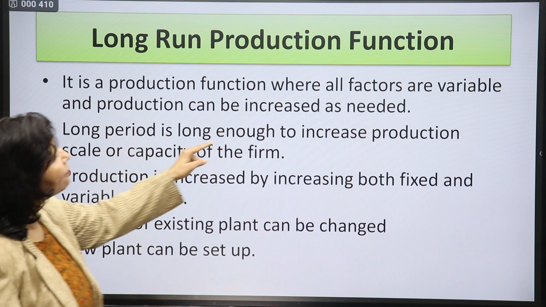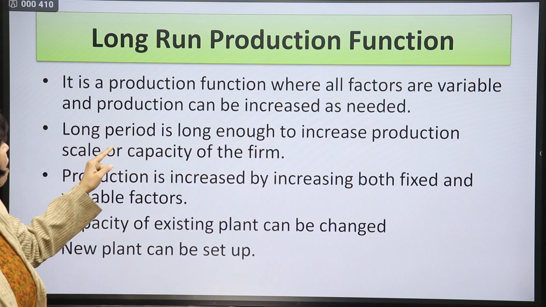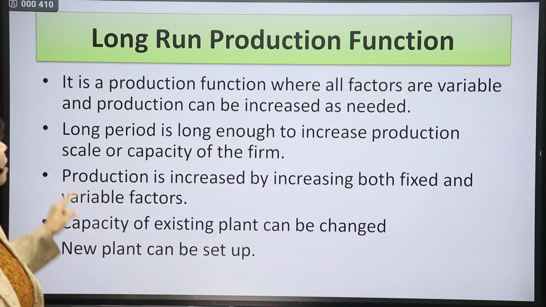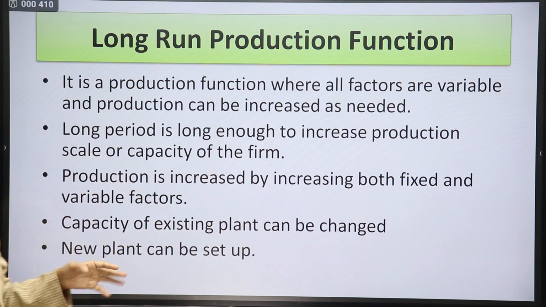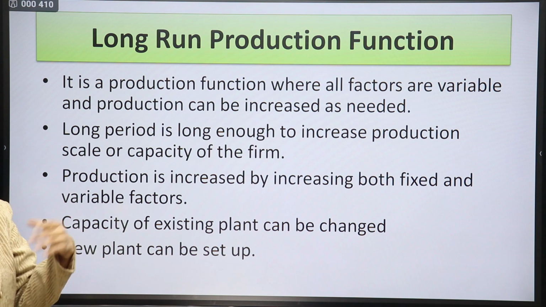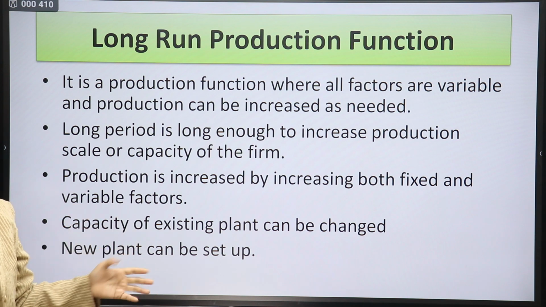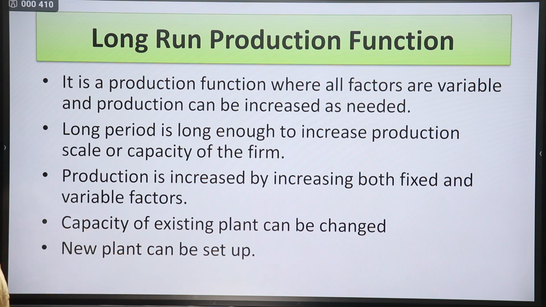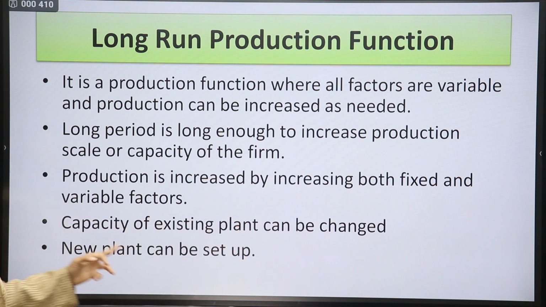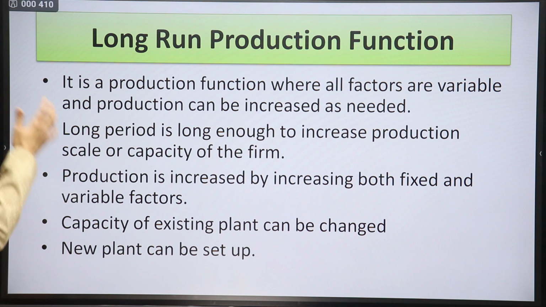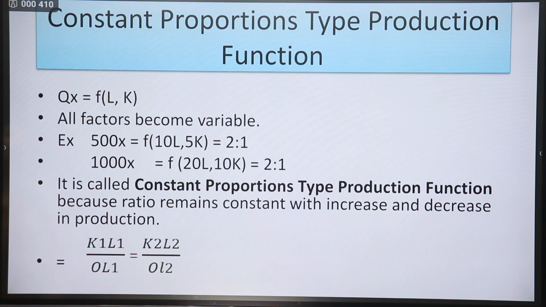The long period is long enough to increase the production scale or capacity of the firm. Production is increased by increasing both fixed and variable factors. So all the factors can be changed. Machines can be changed, plant can be changed, and workers can also be employed in more number. The capacity of the existing plant can be changed and a new plant can be set up. So these are the characteristics of the long run production function.